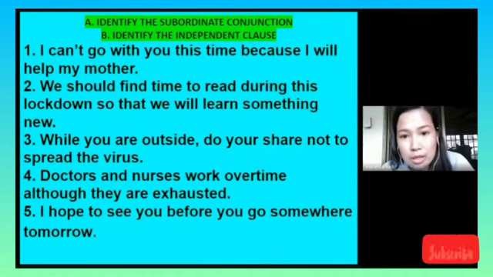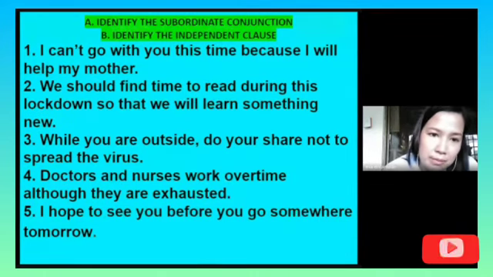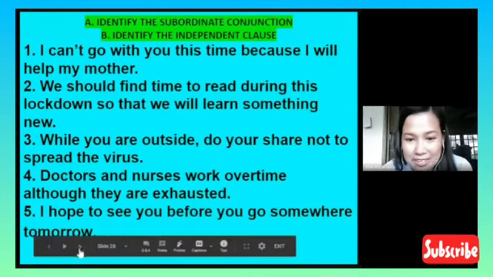Number 2, the subordinate conjunction there is so that. Okay? Number 3, the subordinate conjunction is the word while. Number 4, the answer is although. Number 5, before. Ayun, before. Okay? Type your scores, class.